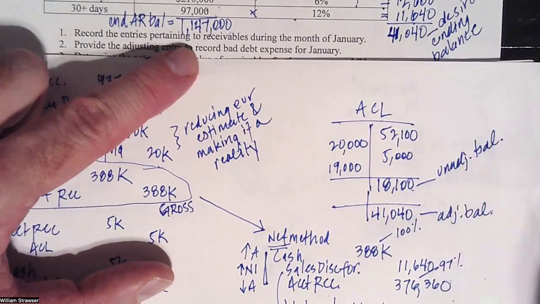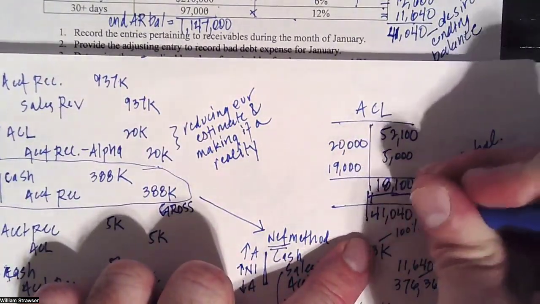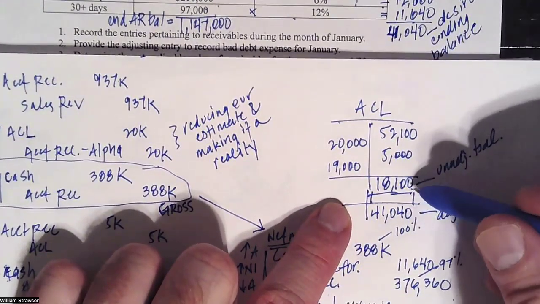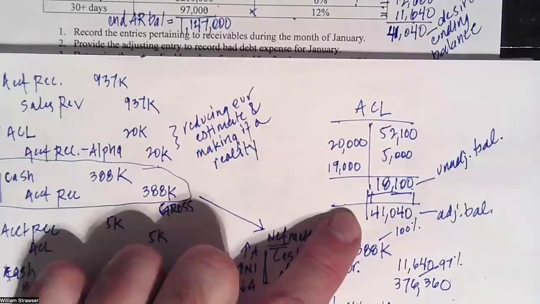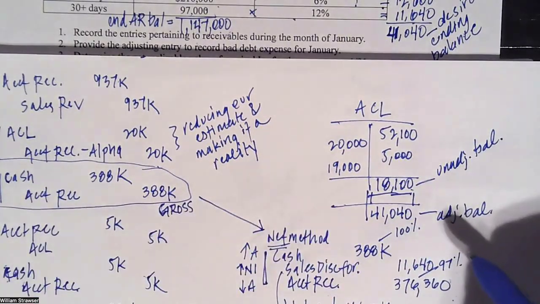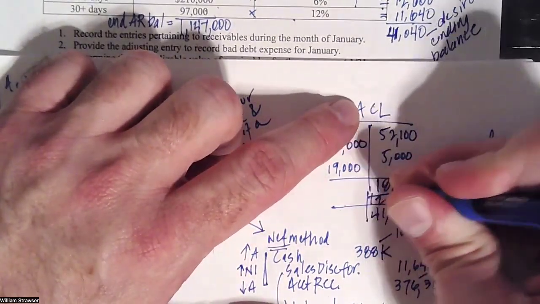But that just doesn't happen. We got to make it happen with an adjusting entry. And that adjusting entry is the amount I have to credit in this case to go from 18,100 to 41,040. That amount, when you take the difference, is 22,940.